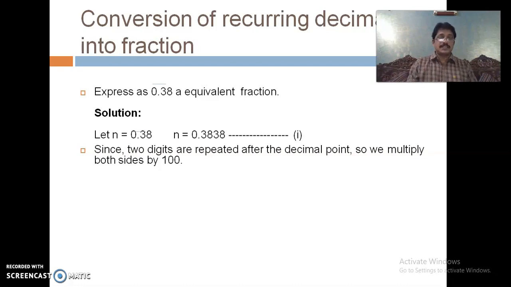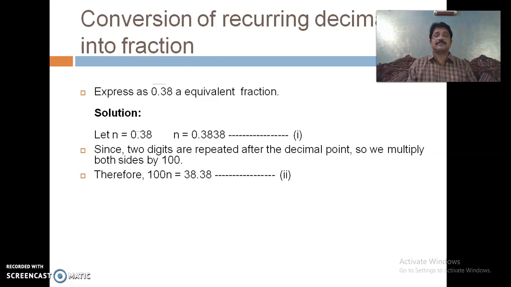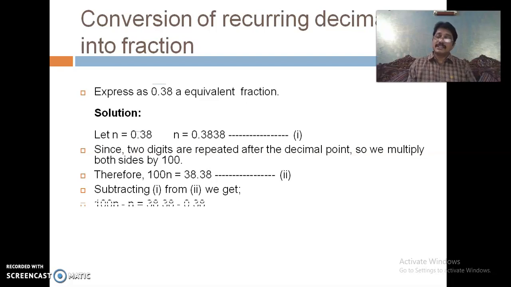If two digits are repeating, then you multiply by 100. If three digits are repeating, we multiply by 1000. Here, 38 has two digits, so you multiply by 100. Then the value becomes 100n equal to 38.38, and n, as you know, is 0.3838. So when you subtract n from 100n, we get 99n, which is equal to 38.38 minus 0.38, which is equal to 38. So 99n equals 38 and n equals 38 by 99. In this manner, we can convert a recurring decimal into a fraction.